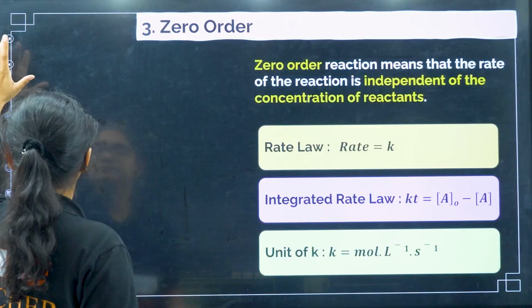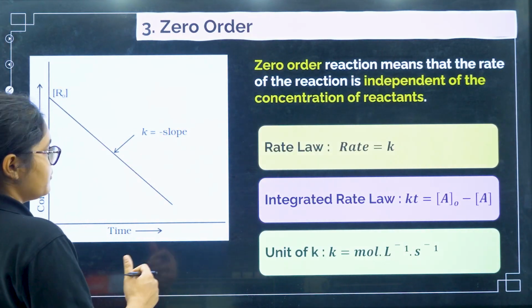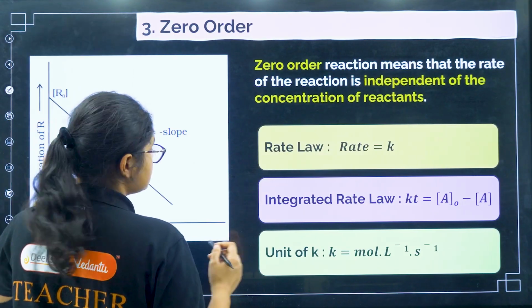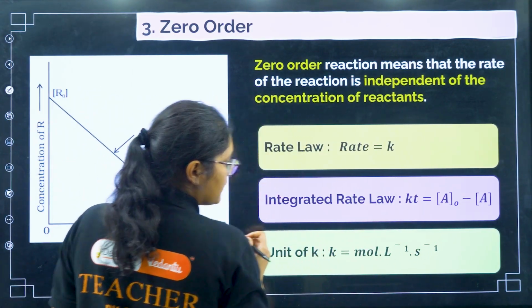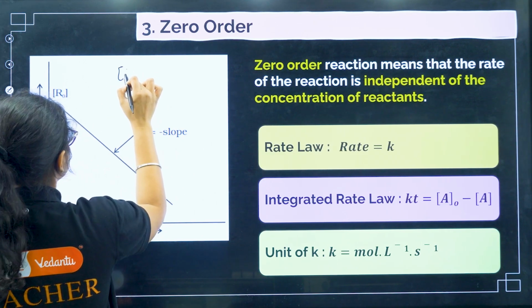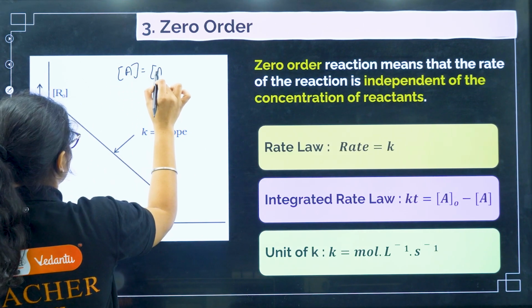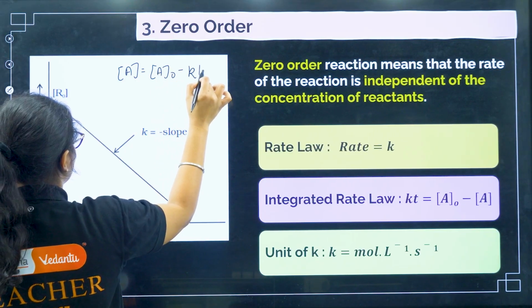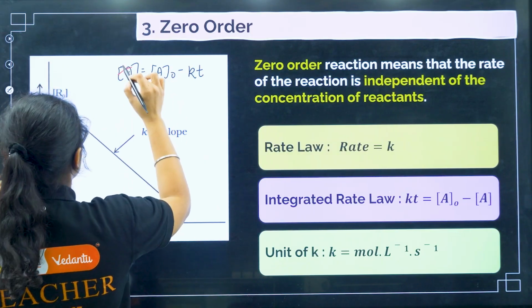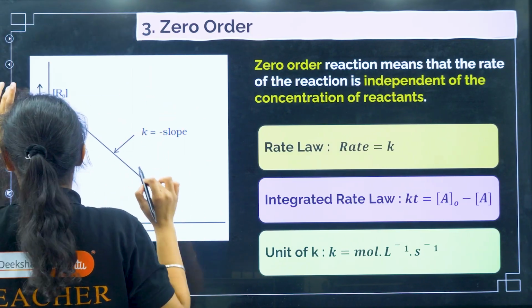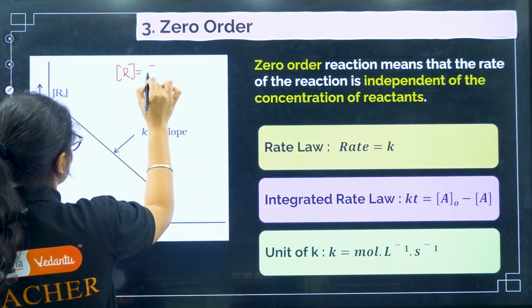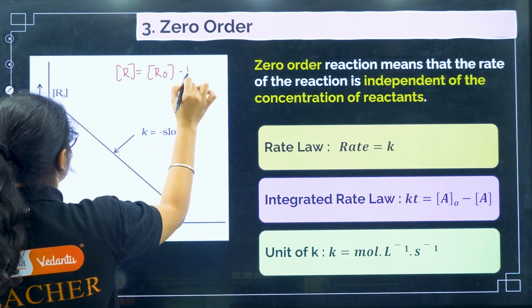And here, for the slope, think like this. I can write this equation as A is equal to A naught minus K into t. My suggestion here is, do not use the letter A. It is not advisable. I have used it here, but you should always write in the form of R. So I can write R is equal to R naught minus K into t.